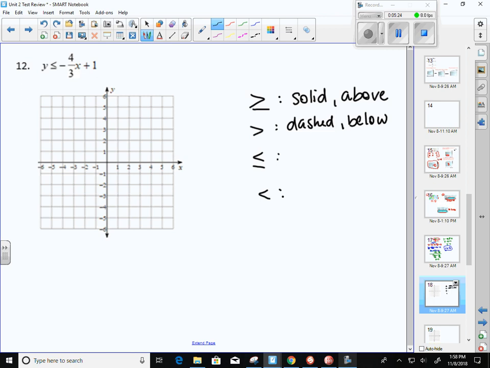Next one is solid because it has the equal sign on it. And I'm sorry, I told you wrong on the last one. I put those in a different order. Dashed and above, excuse me, on the greater than symbol. Less than equals to is solid and below. There we go. And then the last one is less than, so it's dashed and below.